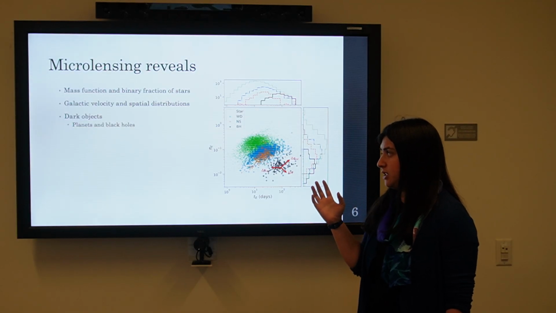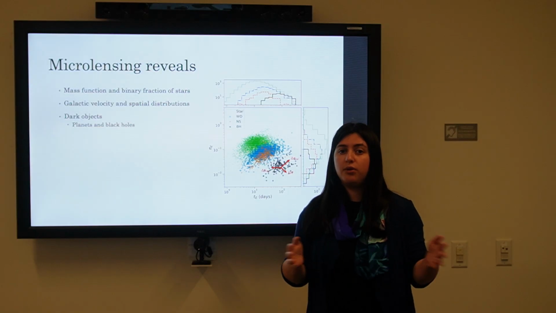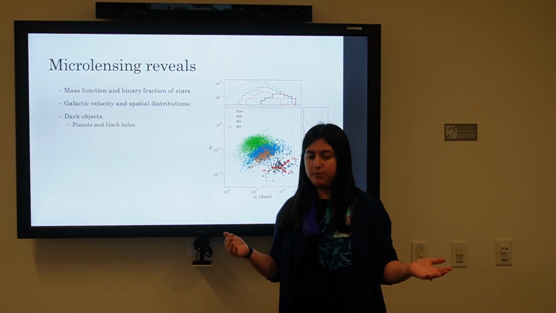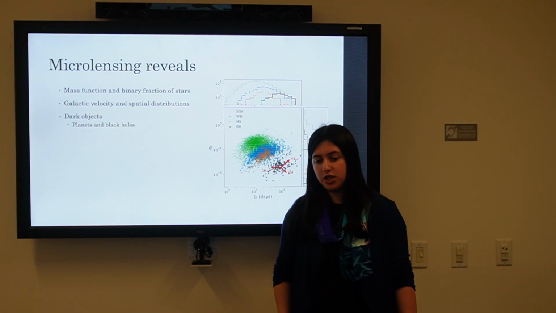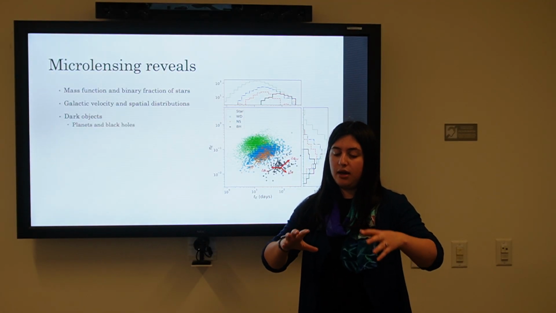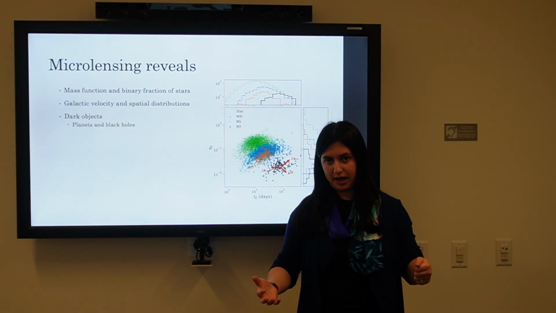It can also tell us things about the galactic velocity and spatial distributions, again with a wider variety of objects than might be possible from other means, and you don't need to precisely know the positions to be able to take a set of microlensing events and start to model some of these systematics.